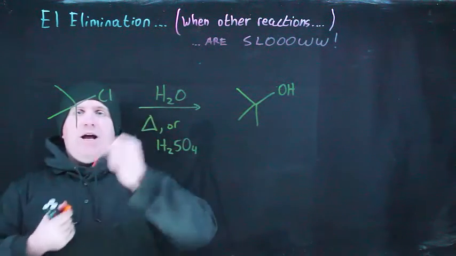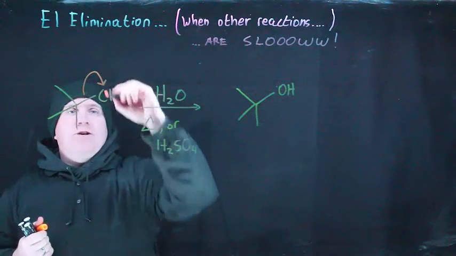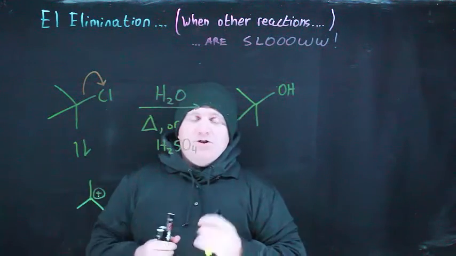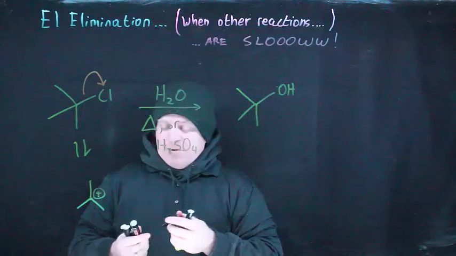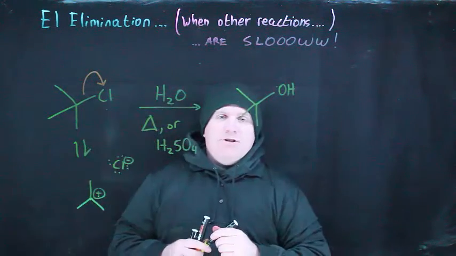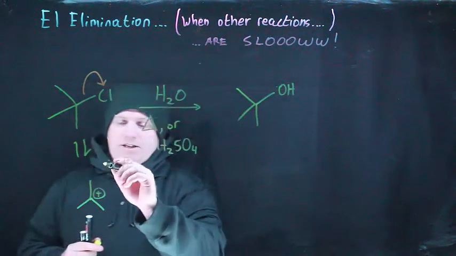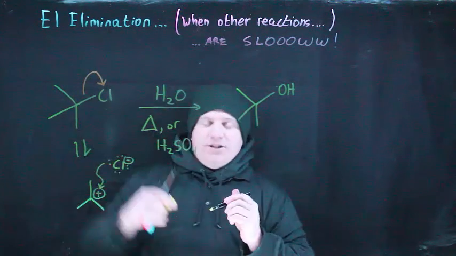The first thing that's going to happen, of course, with this tertiary substrate is the chloride is just going to plain leave. That will lead to the trigonal planar tertiary carbocation intermediate and Cl- floating around. Now, of course, the most likely scenario at this stage is that the Cl- just simply adds back in, in which case you go back the way you came.